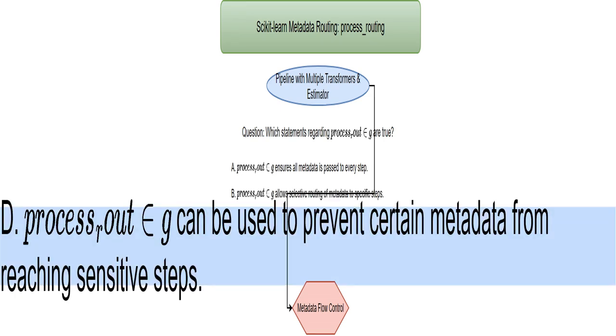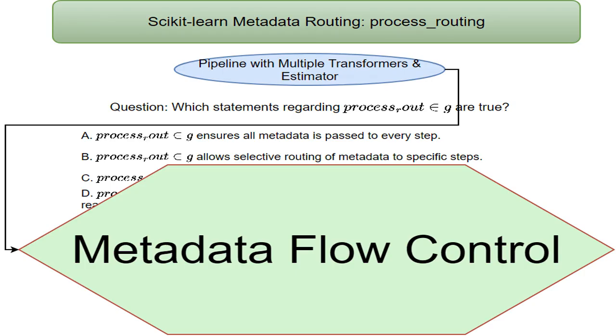This option says process_routing can prevent sensitive information from reaching some steps. It's like protecting confidential documents from unauthorized access. This summarizes the overall purpose of the process_routing function. It controls where metadata goes within the scikit-learn pipeline. It's about regulating the information flow, like managing the paperwork in our factory example.